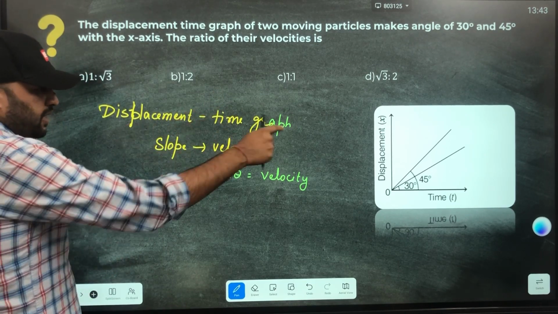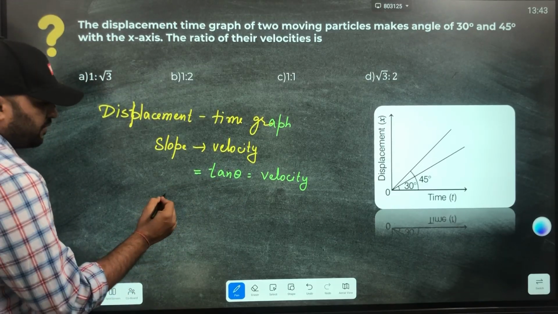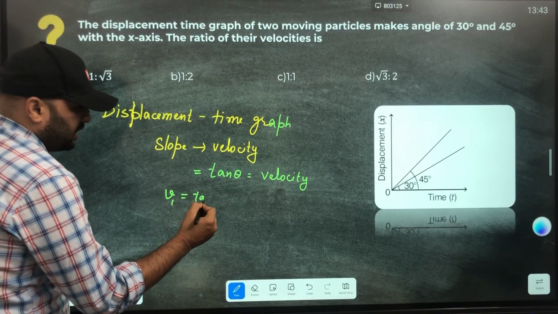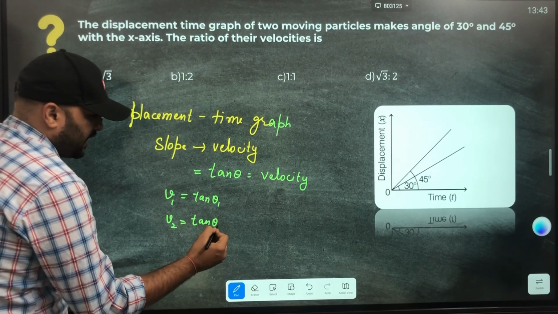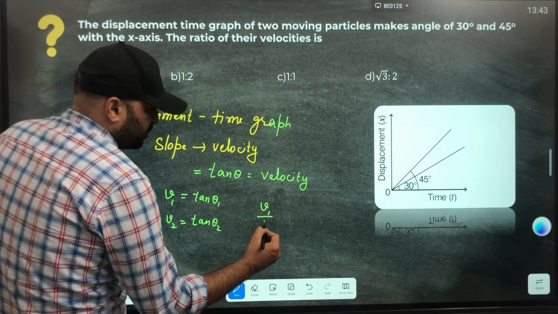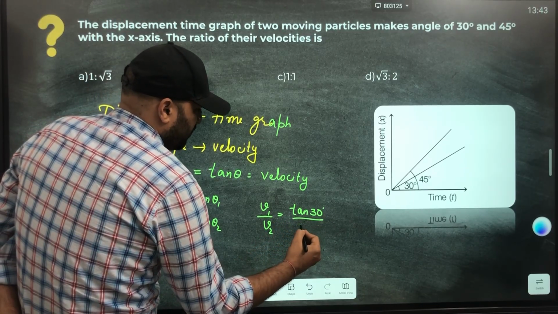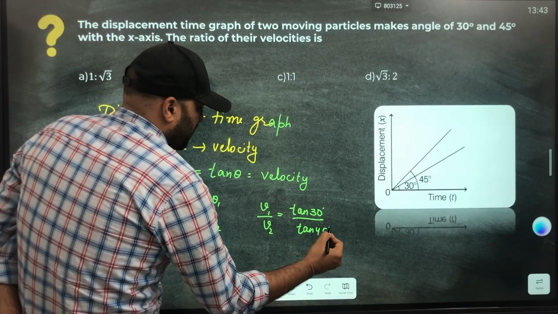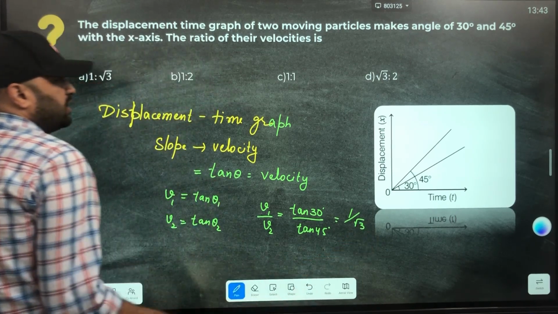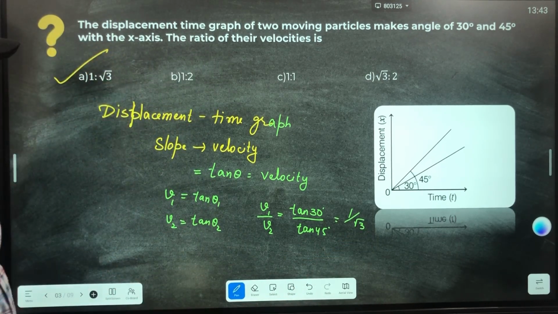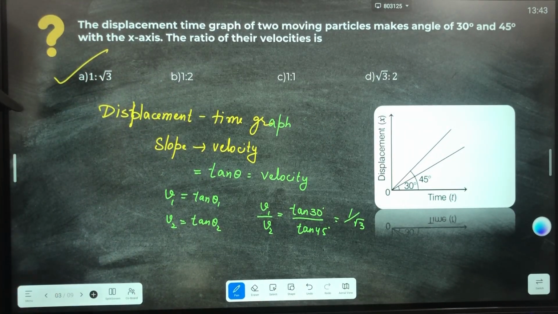So here the displacement time graph is given, so slope is tan theta, and that is our velocity. So the velocity of the first one will be v1 equal to tan theta 1, and v2 will be equal to tan theta 2. If you divide both, you will get v1 upon v2 equal to tan theta 1 upon tan theta 2, which is tan 30 degree upon tan 45 degree, correct? And by 10th standard, I hope you know tan 30 is 1 by root 3 and tan 45 is 1. So the correct answer is 1 is to root 3, that is option A. Clear? So this we got from the graph straight away. Let's move to our next problem.